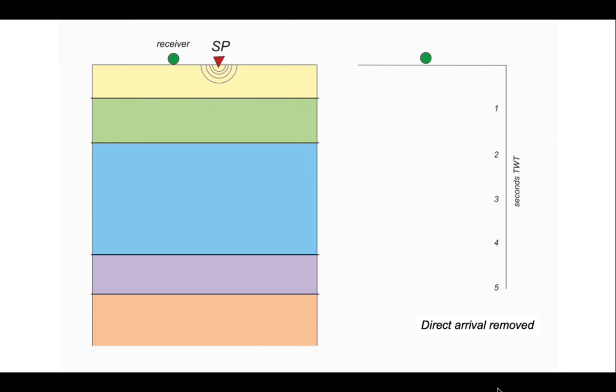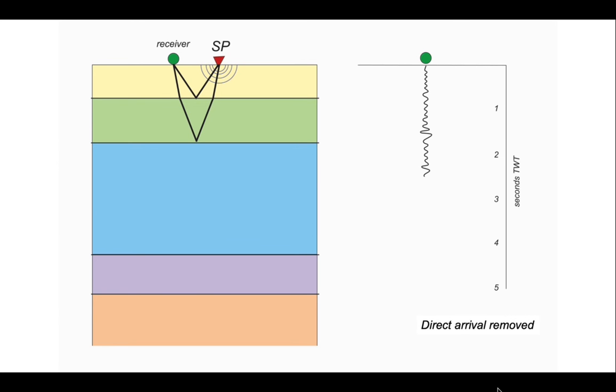Coming back to our revealed Earth structure. In this illustration, we've removed the direct arrival. We're not interested in that, we're interested in the reflections. So here is the energy that's arrived from the shot point to the receiver after about 1.5 towards 2 seconds, and we've got our first reflection.